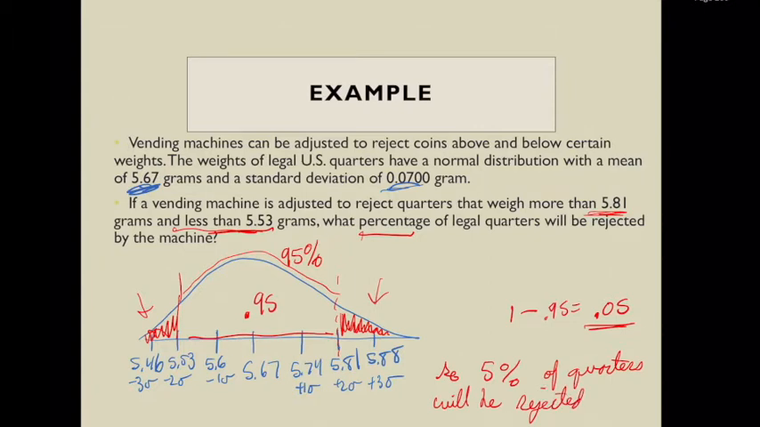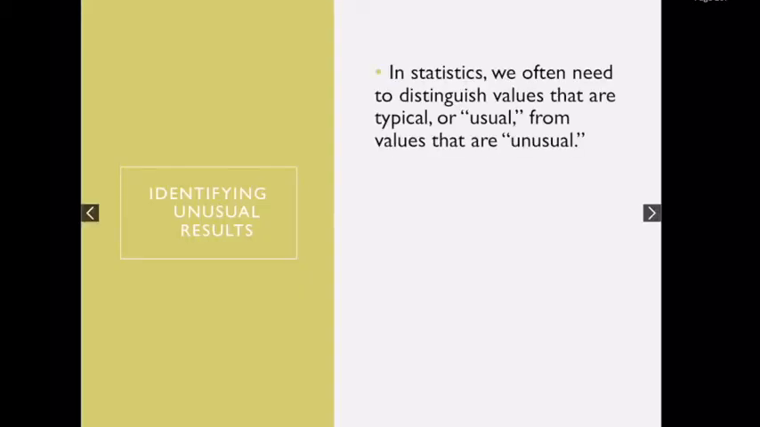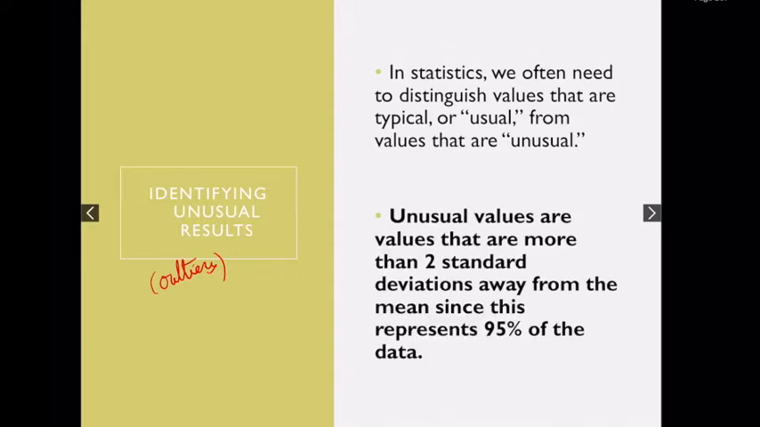Let's go through another example. The first thing I want us to talk about, though, is identifying unusual results. These are often also called outliers. In statistics, we often need to distinguish values that are usual from values that are unusual. And what we do is we say that unusual values are values that are more than 2 standard deviations away from the mean, right? Since within 2 standard deviations of the mean, we have 95% of the data, the majority of the data. So that's how we'd identify unusual results or outliers.